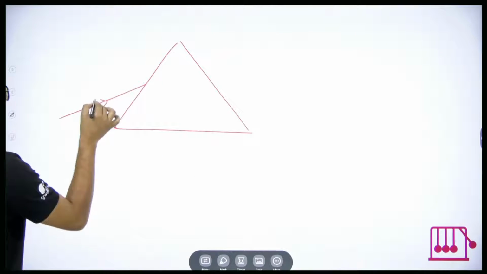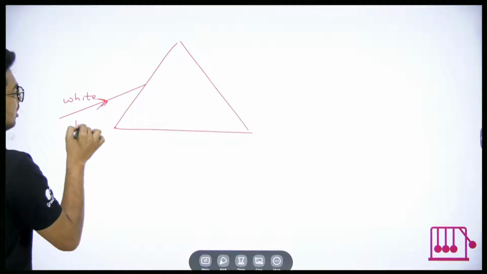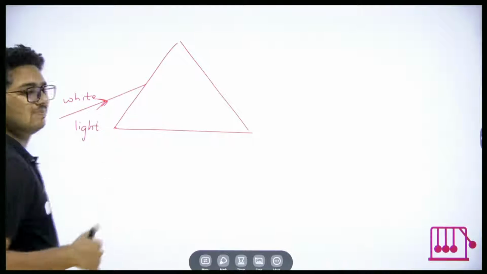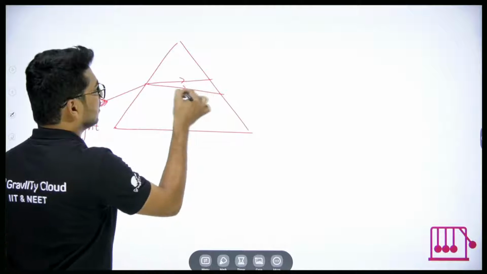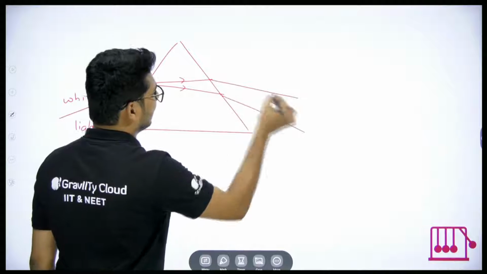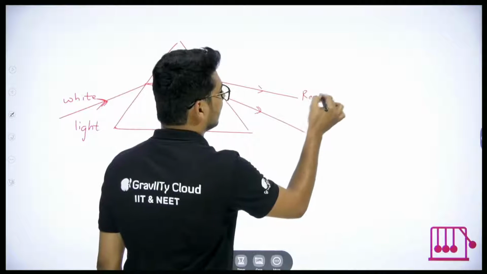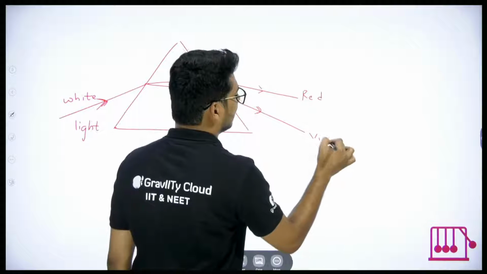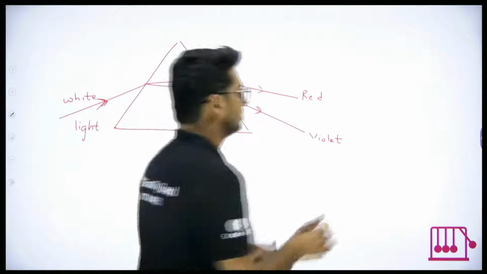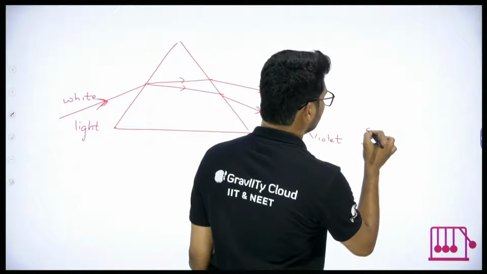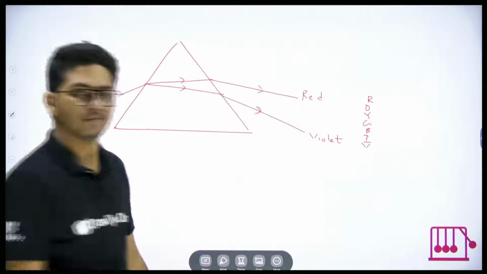So when white light is incident on a prism, dispersion occurs, and obviously dispersion and refraction occur, and ultimately you get what? You get red color at the top, violet color at the bottom. So from violet, the order is VIBGYOR. It will be in that order.